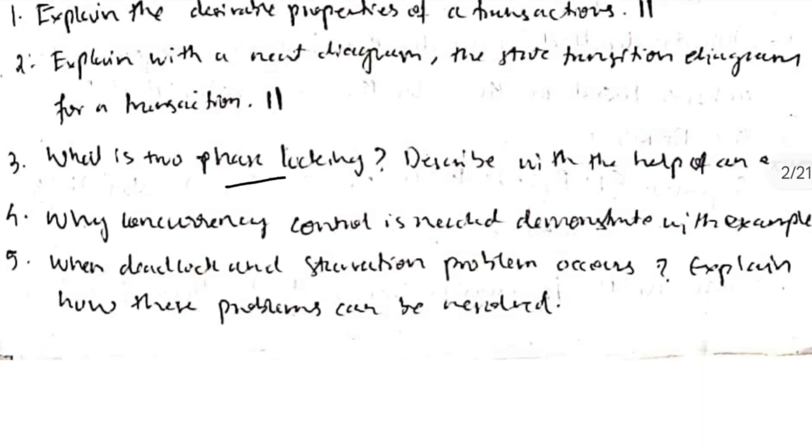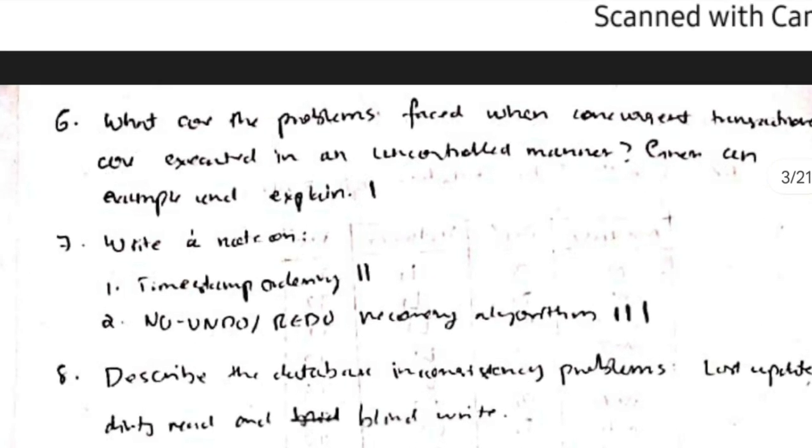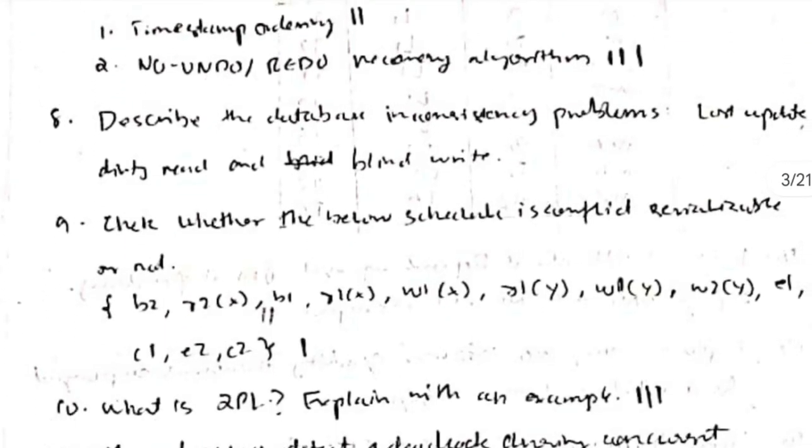What is two-phase locking? That is the exclusive lock, shared lock topic. And concurrency control, deadlock and starvation. Wherever I have put 3 marks or 2 marks here, that is more important, meaning it is repeated that many times. And what are the problems faced when concurrent transactions are executed in an uncontrolled manner? You can give an example and explain it yourself. And timestamp ordering, undo redo operations, and database inconsistency problems: lost update, dirty read and blind write.